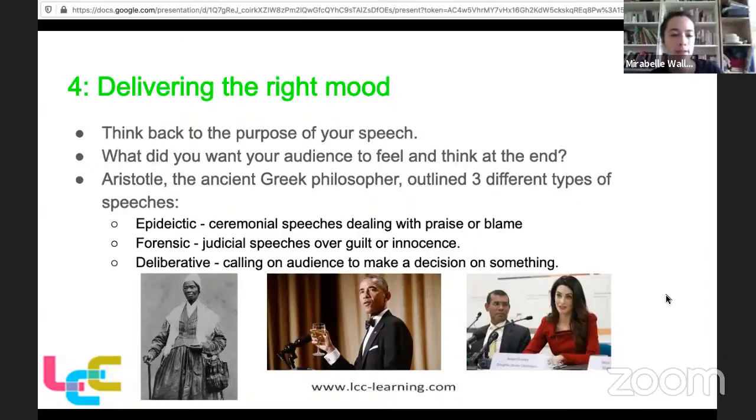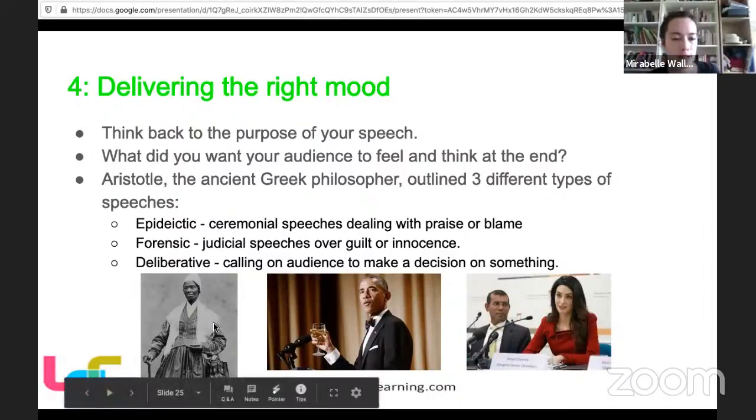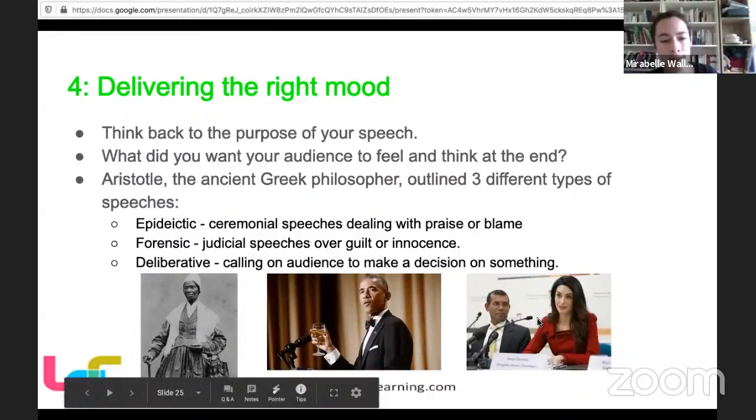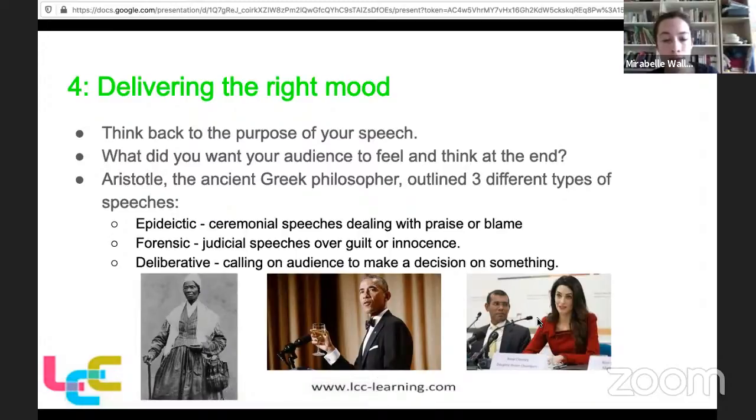So I think that Sojourner's speech is deliberative because she's trying to incite her audience to feel the same way about her. I think Obama's speech is epideictic because he was kind of praising himself at the end of his presidency and maybe blaming the next president a little bit. And I think the final picture here is a forensic speech because it's a judicial one that's happening in a court of law.